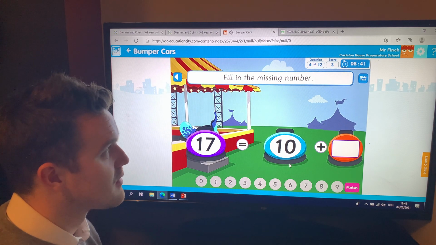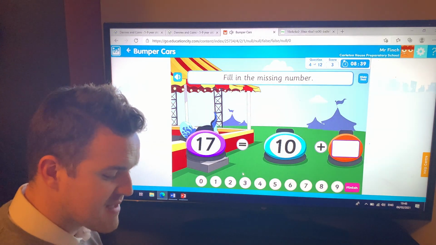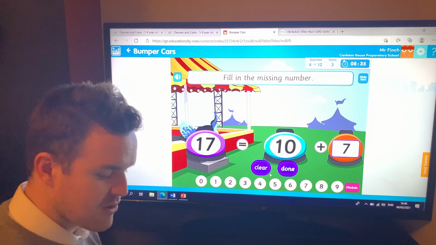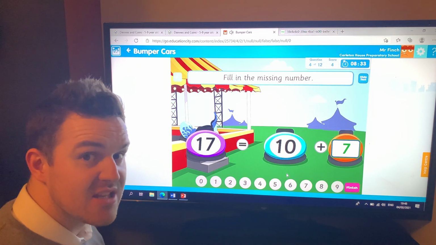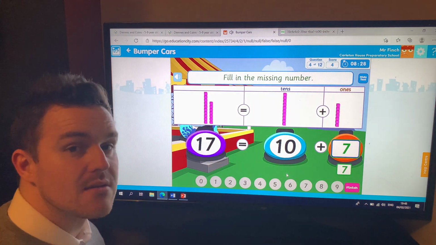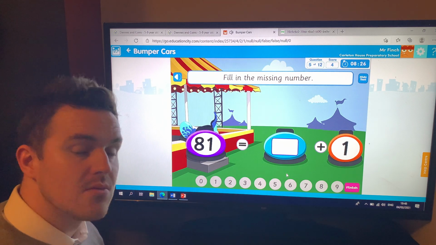Fill in the missing number. Another teen one. 17 is a set of 10 and 7 extra ones. Remember the song? It helps you remember the teen numbers. People get mixed up on those. 10 add 7 equals 17. Fill in the missing number.